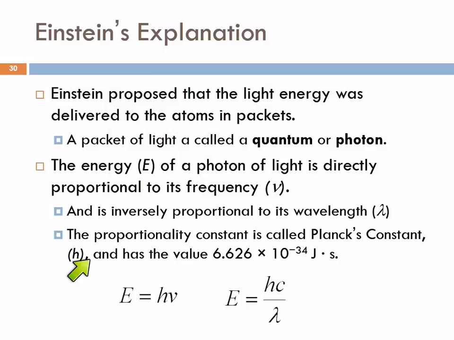That proportionality constant has a name. It's Planck's constant, and it has this value. So the energy of a photon equals Planck's constant times the frequency. Or it is equal to Planck's constant times c over lambda. Because remember, we learned earlier that the frequency is equal to c over lambda. So these are just saying the same thing. But the energy is related to the frequency of the light.